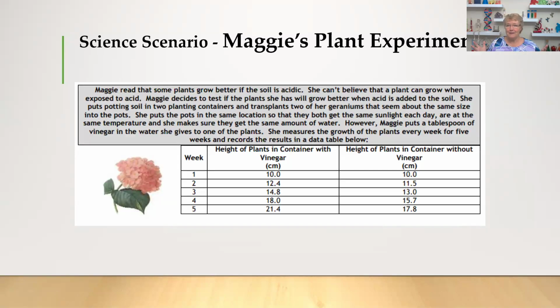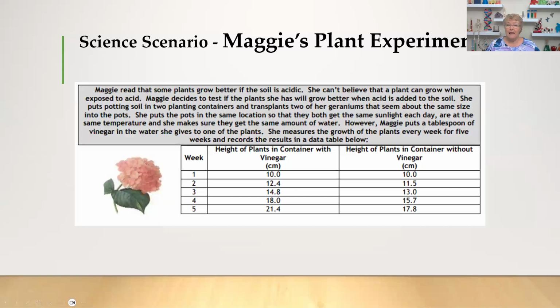What's the independent variable? Yeah, Luke, you got it. Vinegar. Vinegar is the independent variable. That's the thing that's changed. What's the dependent variable? You have to look a little closer for that one. She is measuring the growth of the plants. And what is she measuring? The height of the plants. So it is the height of the plants that is going to be our dependent variable.